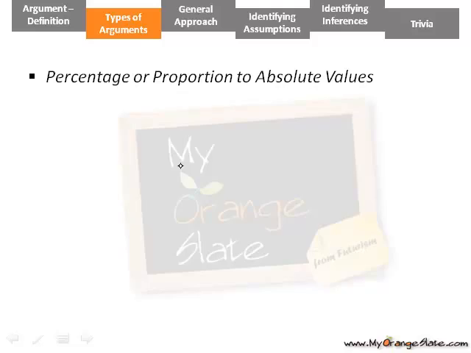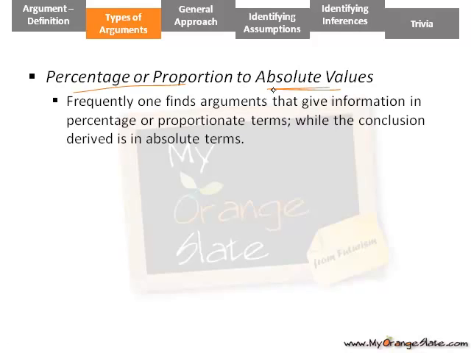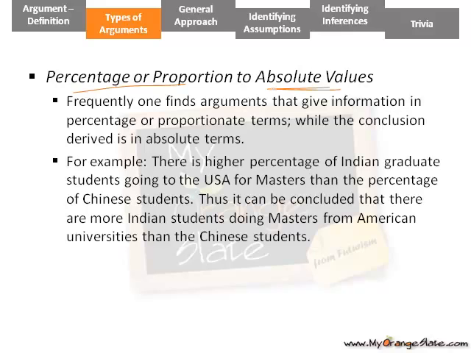Arguments where premise gives you information in percentage or proportion terms and conclusion is made in absolute values. If we see an example, there is higher percentage of Indian graduate students going to the USA for masters than the percentage of Chinese students. Thus, it can be concluded that there are more Indian students doing masters from American universities than the Chinese students.